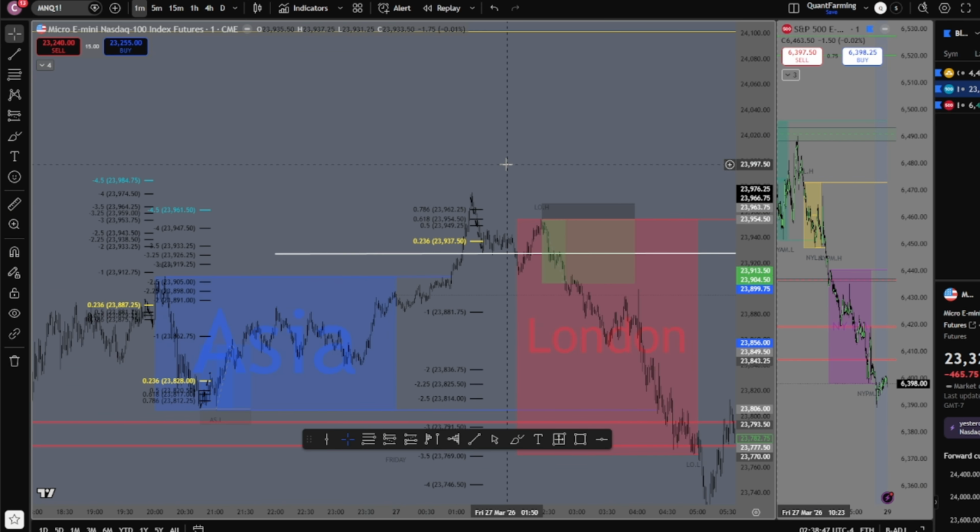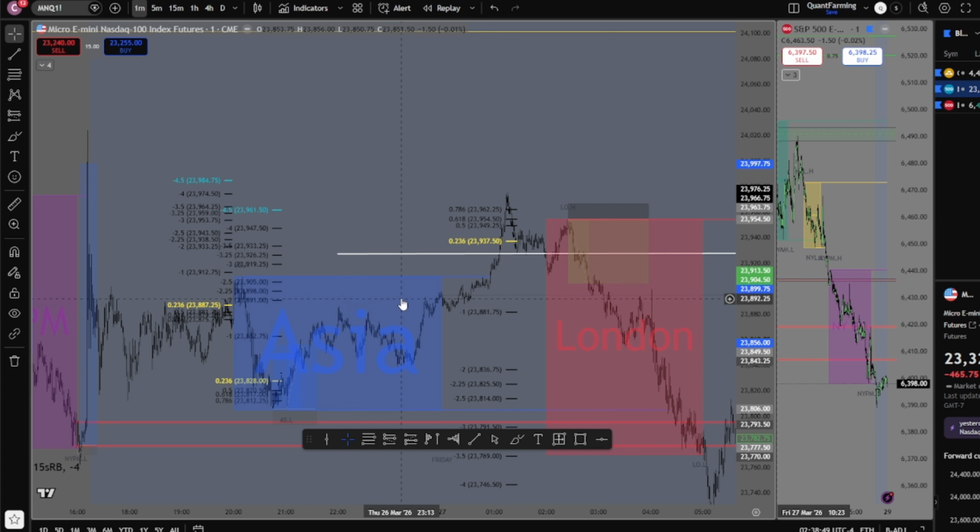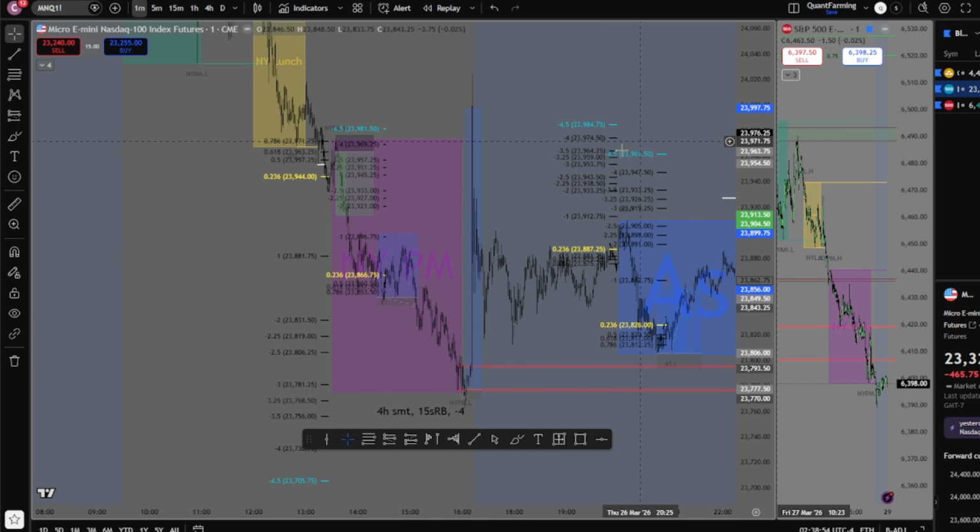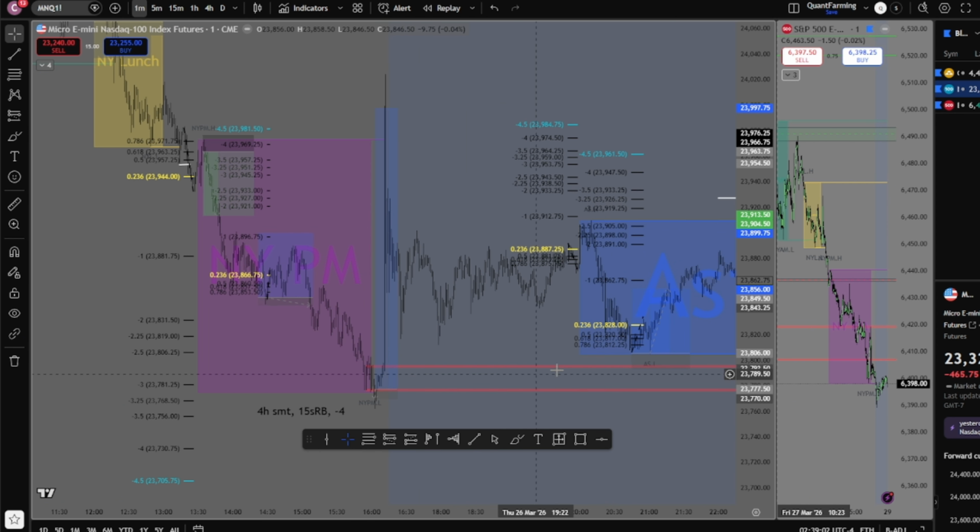Now, let's go over this trade, this London short and this Asia long that I ended up catching. That was a beautiful ping pong of the day. I had a pretty good trading week this week. I forget my exact P&L. I'll put it on the screen here in a minute for you.